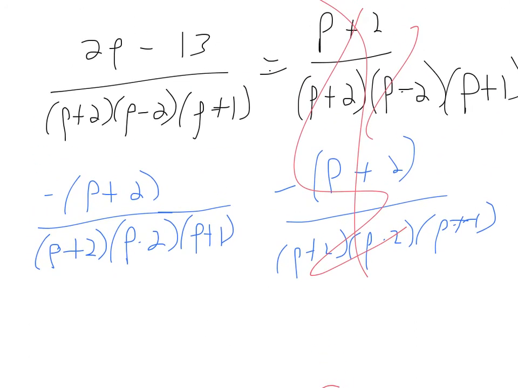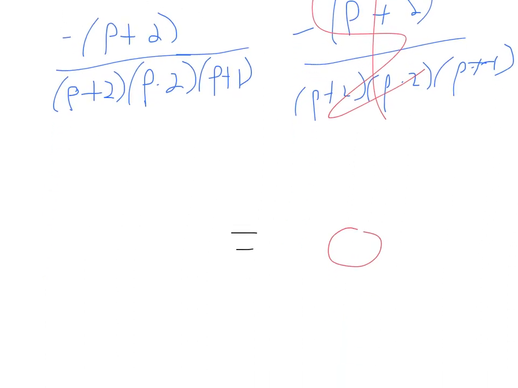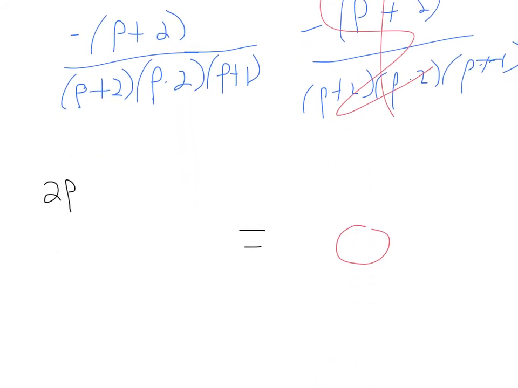Over on the left, since these are being subtracted from each other, it's going to be 2p minus 13 minus p minus 2. Because it's this stuff subtracted by everything that's in the parentheses. So what do we say? 2p minus 13 minus p minus 2. And you distribute that negative sign. And it's all over that same common denominator.